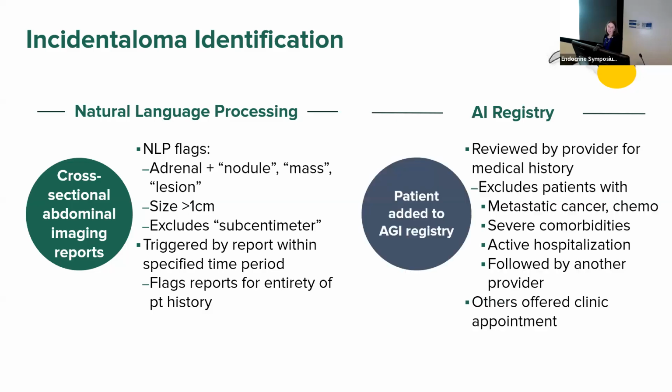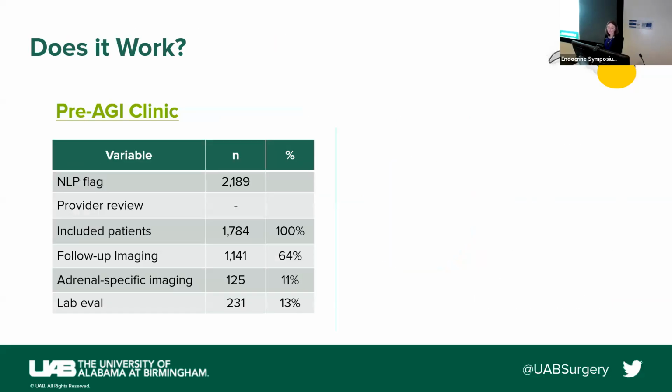a specified time period. And then all of that got added to a registry, and patients were screened, and we excluded anyone that had metastatic cancer, severe comorbidities, or if they were already being followed for this by another person. And then if they weren't excluded, then they were offered an appointment to our clinic.